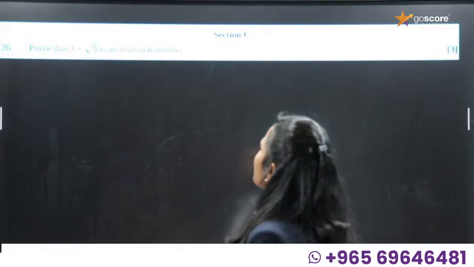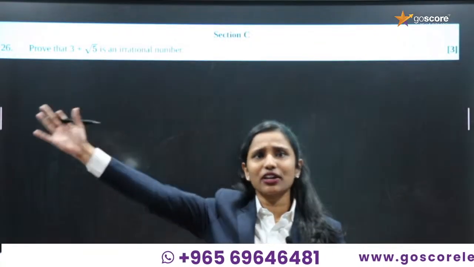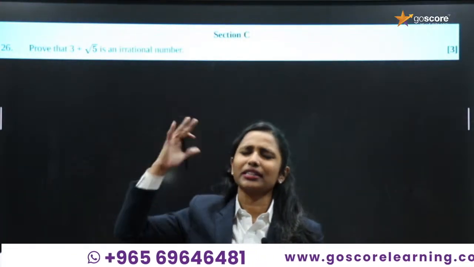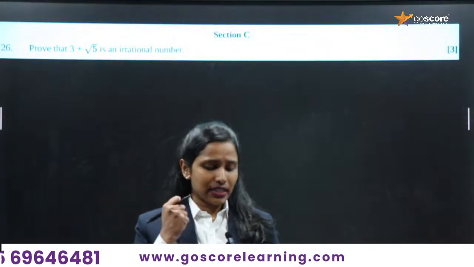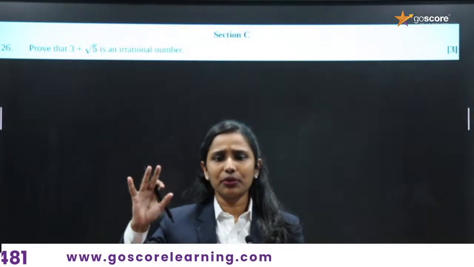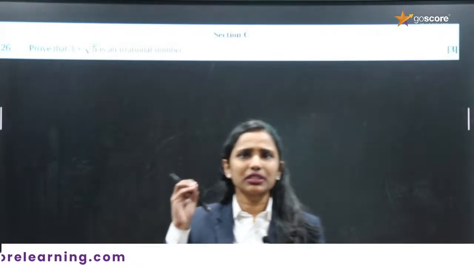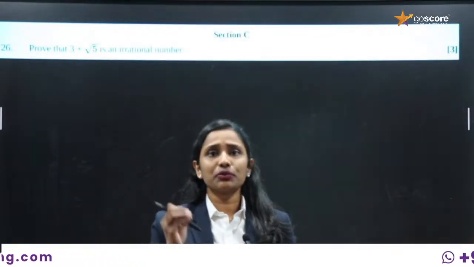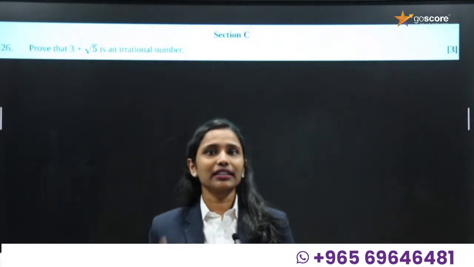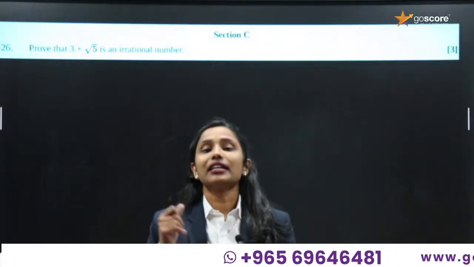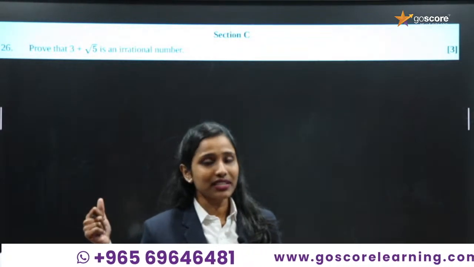Now, prove that 3 plus root 5 is an irrational number. From the very beginning of our 10th grade, we keep doing this problem, proving the irrationality of numbers, right? We are doing different numbers. Now it's time for 3 plus root 5. If it is a 2 mark or 3 mark question, we don't need to prove that root 5 is irrational. But if it is a 5 mark question and it is not given that root 5 is irrational, then you need to prove root 5 is irrational first, then go for 3 plus root 5 is irrational.